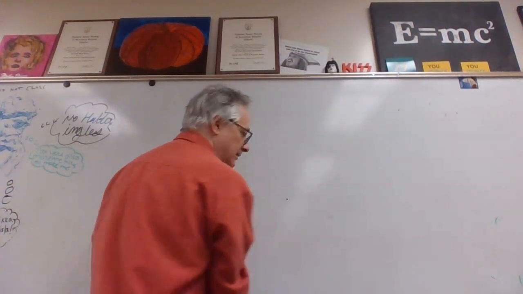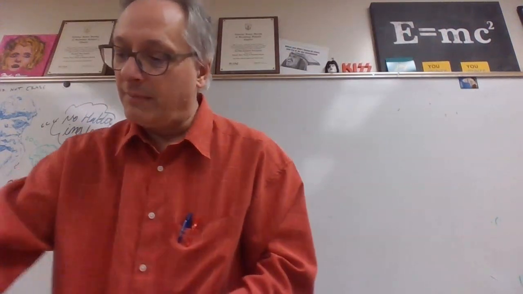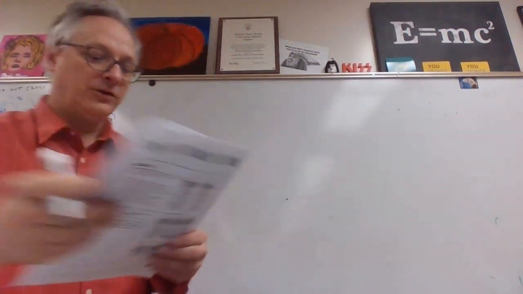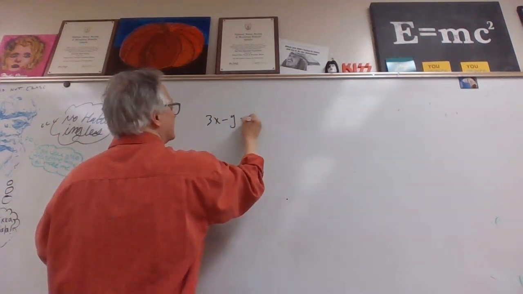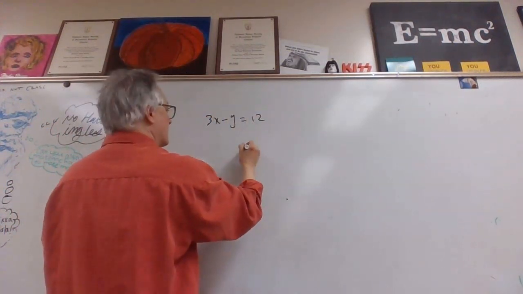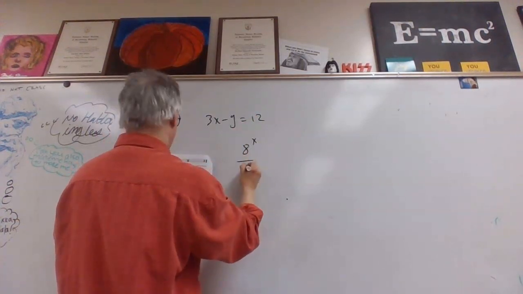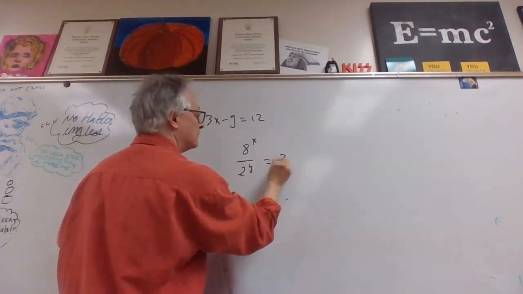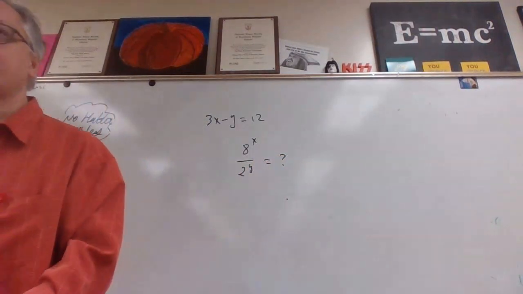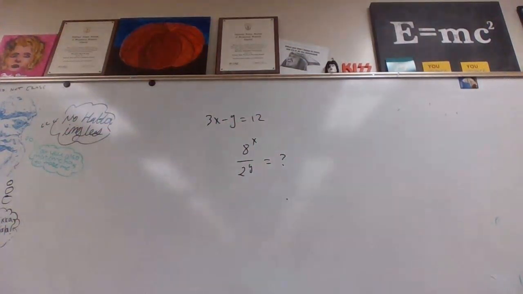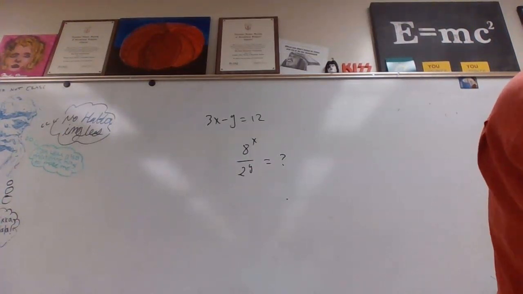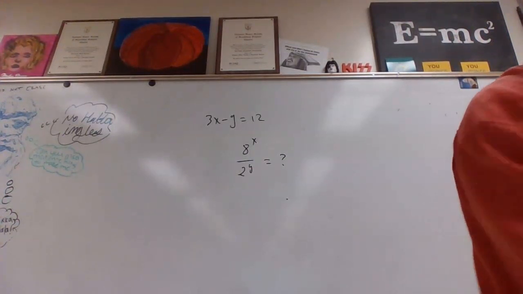Next one is really one that will jar your mind a little bit, I hope. You're given the following. 3x minus y is equal to 12. 8 to the x over 2 to the y equals what? Good. That's the calculator version, and this is the one for no calculator. We're starting from the back, moving backward.